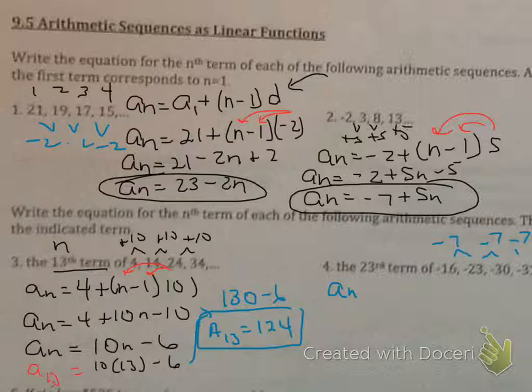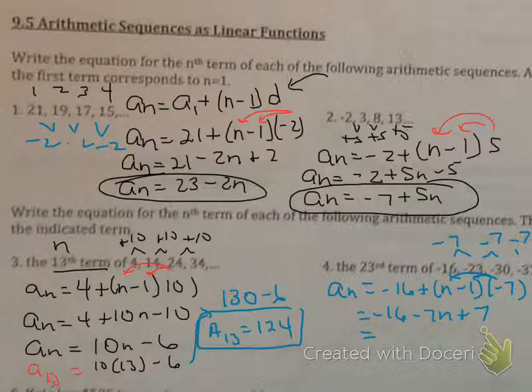Alright, so my first number is negative 16 plus n minus 1, and my pattern is negative 7. Distribute my negative 7, so it's going to be negative 16 minus 7n plus 7, because I'm multiplying a negative times a negative, negative times n. Alright, so then this becomes negative 7n, and negative 16 plus 7 is negative 9. So an equals that. They want to know the 23rd number.